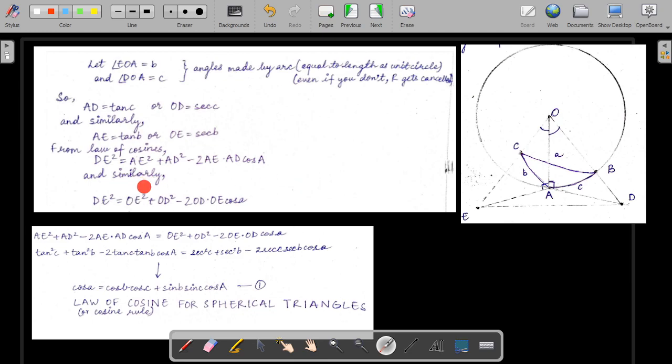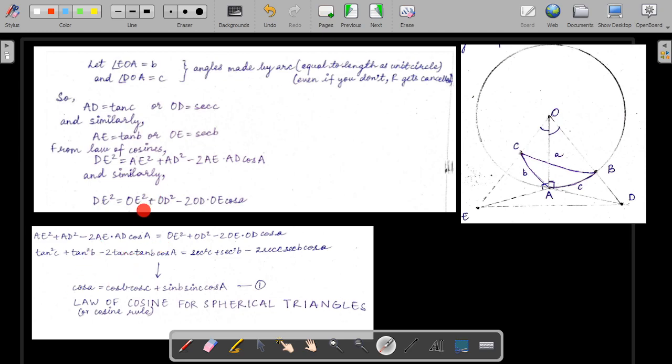Okay, and similarly, you can write the cosine of angle A, this angle A, which is here, capital A. And similarly, you can write DE squared to be equal to OE squared plus OD squared minus 2 OD OE times cosine of angle small a, or the angle of arc A, as I have probably described this before a few minutes back.